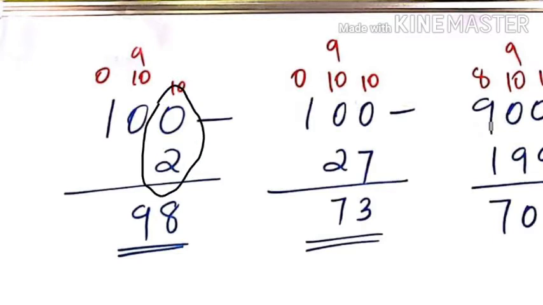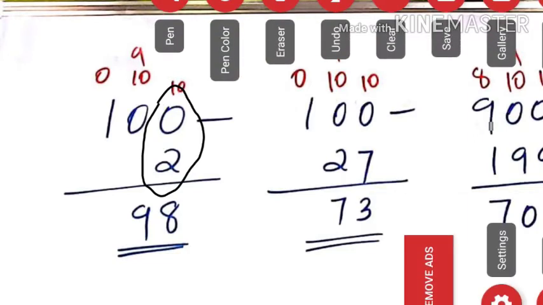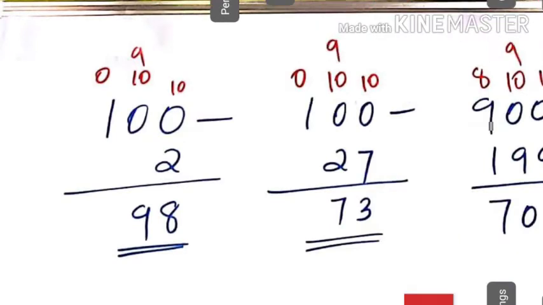Here we can't subtract 2 from 0 because 2 is a larger number. We can't subtract a larger number from a smaller number. So we are borrowing 10. We are borrowing 1 from the tens place. Here 0 is in tens place, so we can't borrow 1 from the 0.